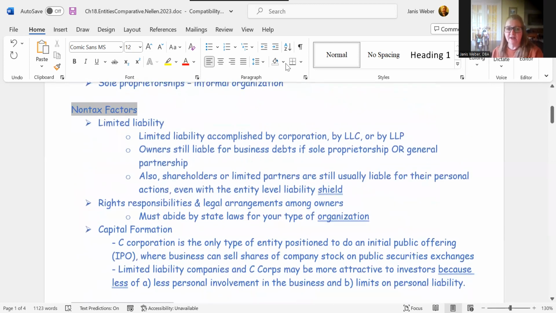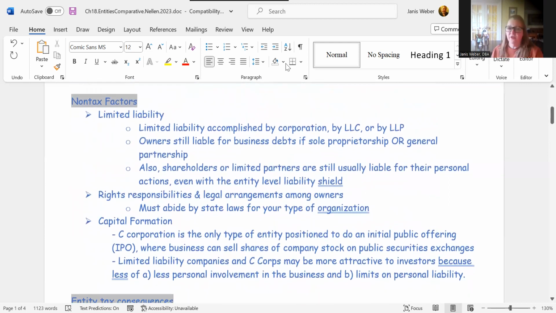Then there are non-tax factors that affect these different organizations. Liability is a huge one. Even when I'm trying to describe the different kinds of entities, I'm talking so much about liability because that is the major difference. That's what makes you want to have a corporation or an LLC: whether you're going to get limited liability for the investor. That is a big concern. Owners can still be fully liable in a partnership or a sole proprietorship, so that's why a lot of people use one of the other forms of business.